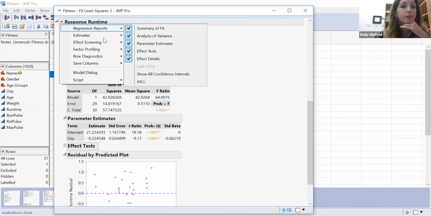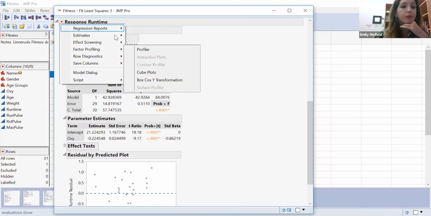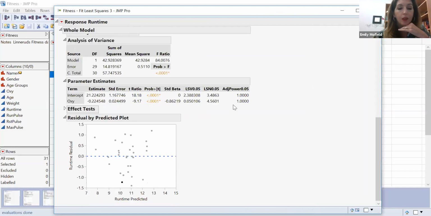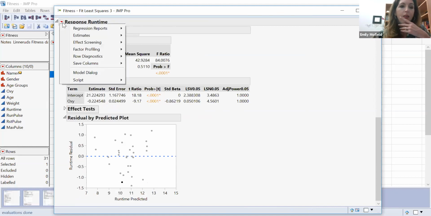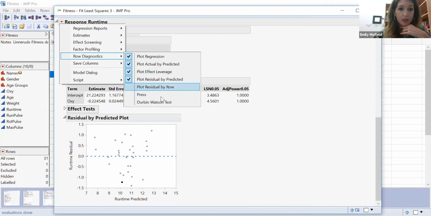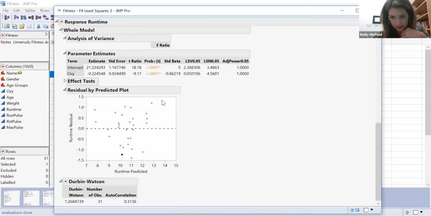So let's see. Parameter power. And wow, I can be 100% sure about rejecting my null hypothesis with this. Remember, I'm only looking at this oxygen part. And then I'm going to go to row diagnostics, Durbin-Watson test.